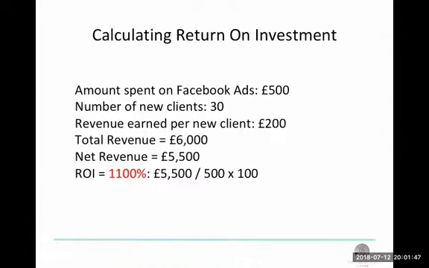So let's just take that a little step further. So just imagine if you were spending £500 a month on ads, and let's say you've got 30 new patients, which is actually really achievable. So let's go through the figures. So let's say you're spending £500 a month on ads, and you're getting 30 new patients at an average of £200 a patient. That's actually giving you a net profit of £5,500. So your return on investment is 1,100.